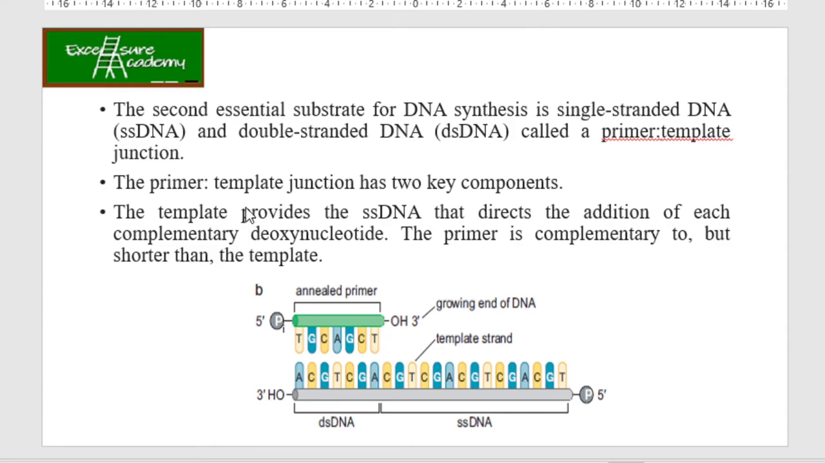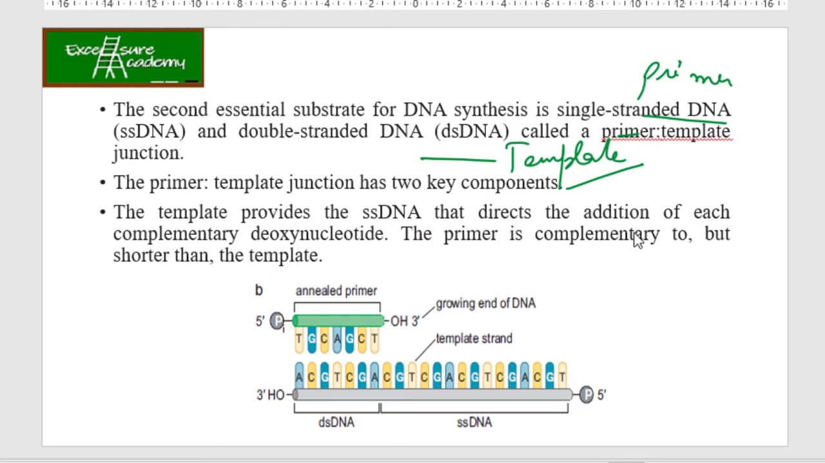Okay, the second essential substrate for the DNA synthesis is single stranded DNA. तो यहाँ पे कौन सा single stranded की हम बात कर रहे हैं? It is actually the primer, and double stranded DNA which is acting as the template. तो टेम्पलेट को यूज करते हुए प्राइमर इज गोना इनिशिएट द DNA synthesis. Okay, so the primer template junction has 2 components, and what are those?